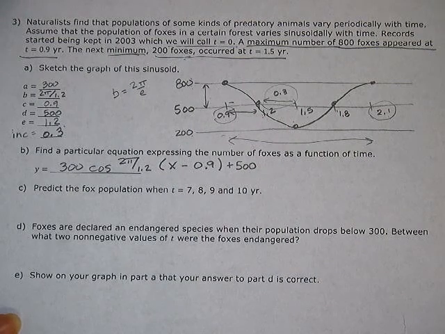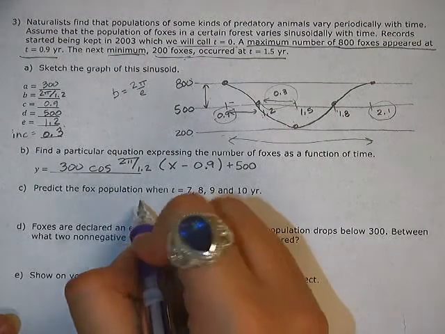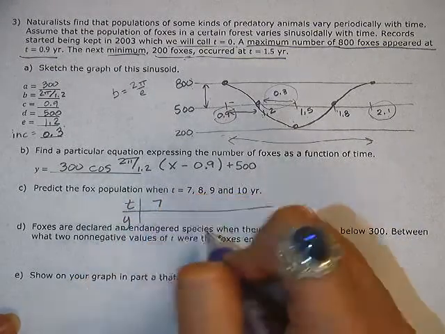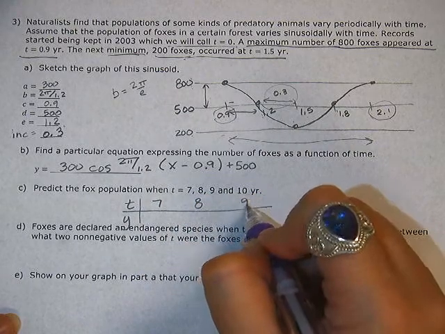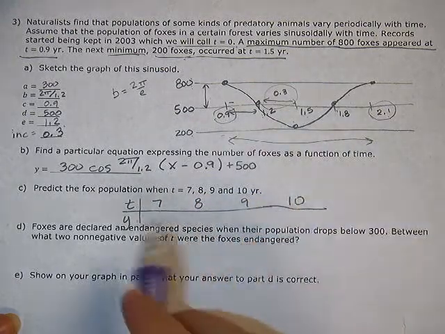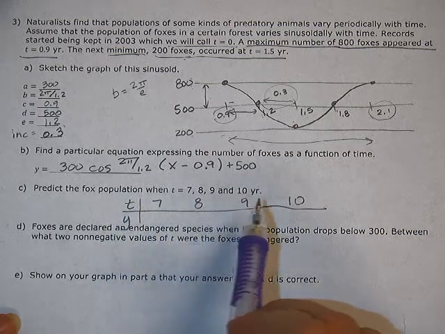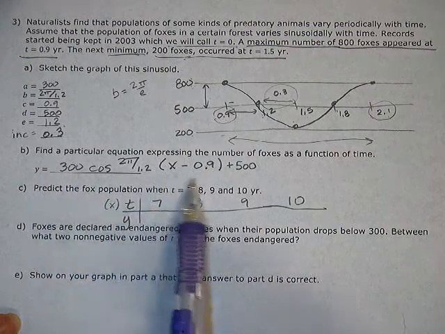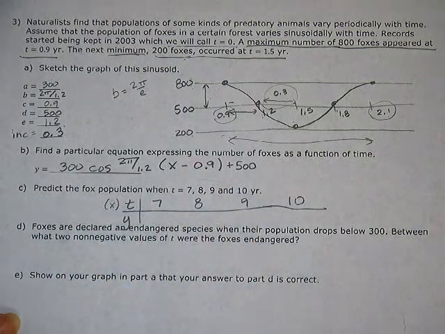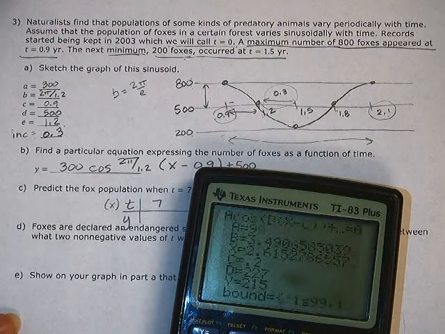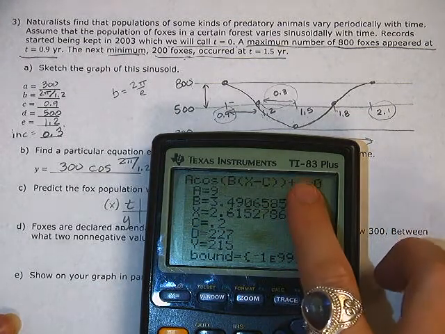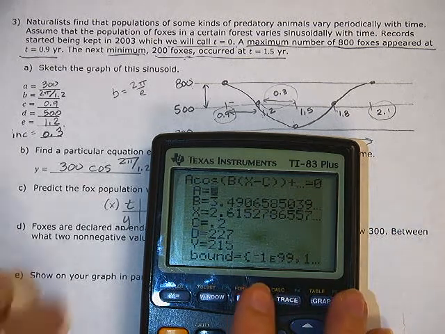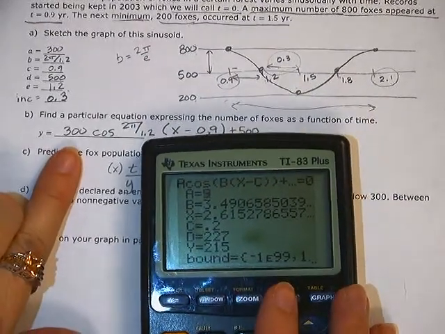Part C says, let's find this fox population when the time is 7, 8, 9, and 10 years. So I'm going to plug this in for T or for X, whichever one you like to use. And I'm going to put this equation into my equation solver. So I have my calculator. I already have it with a cosine here from last time. So I'm going to go ahead and put in my A, B, C, D.